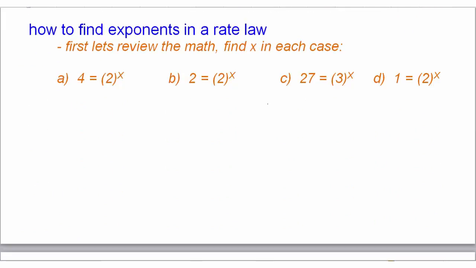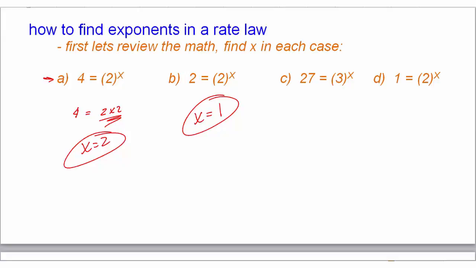Now, before we can play around with writing rate laws and figuring them out, we got to play with the math a little bit. See if you remember the rules of messing with exponents. This first one, A. What's X? 2 raised to some power is 4. Well, 2 times 2 is 4. Well, that means X has to be 2, right? How about 2 raised to the X power equals 2? X has to be 1.